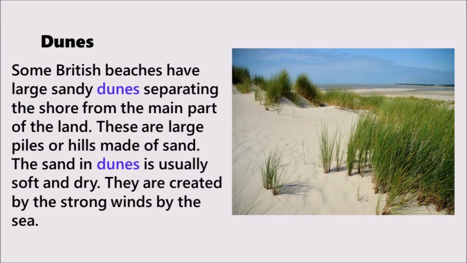Dunes. Some British beaches have large, sandy dunes separating the shore from the main part of the land. These are large piles or hills made of sand. The sand in dunes is usually soft and dry. They are created by the strong winds by the sea.